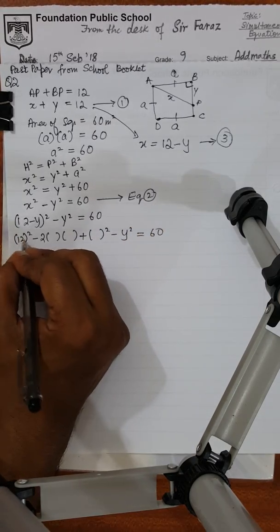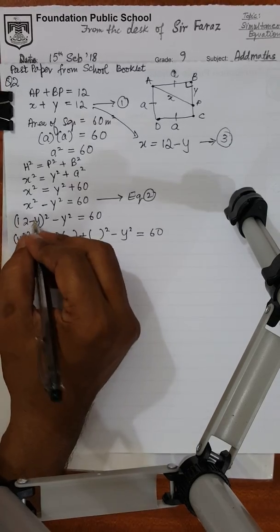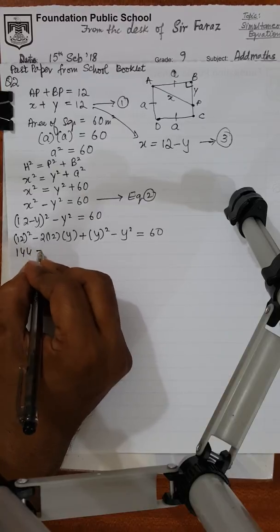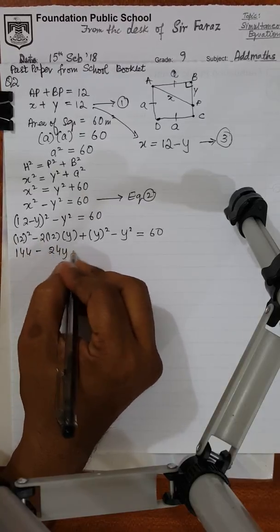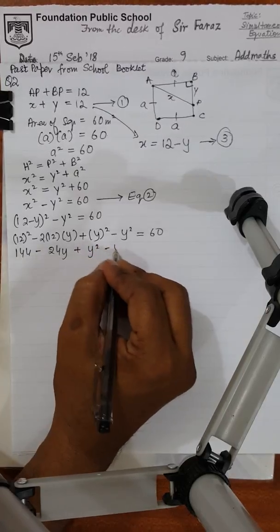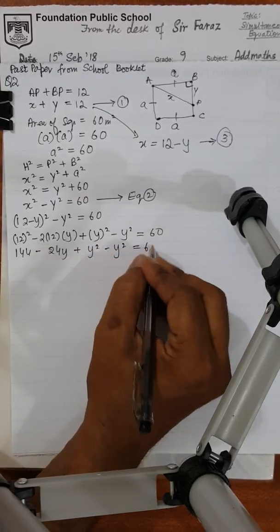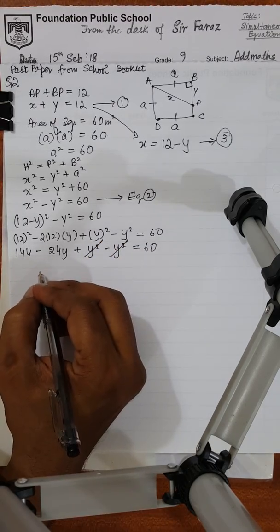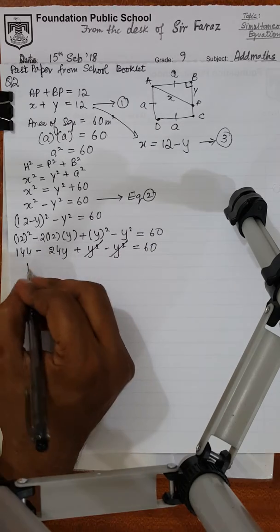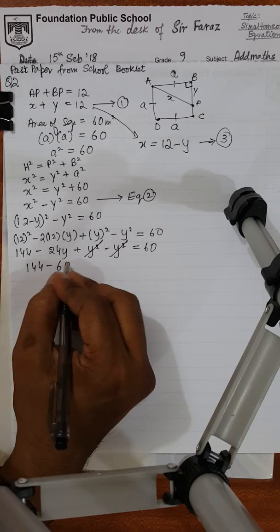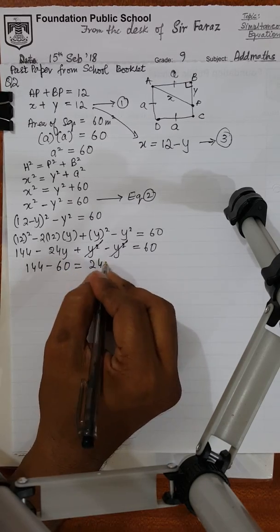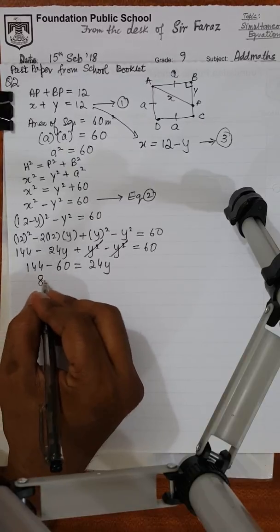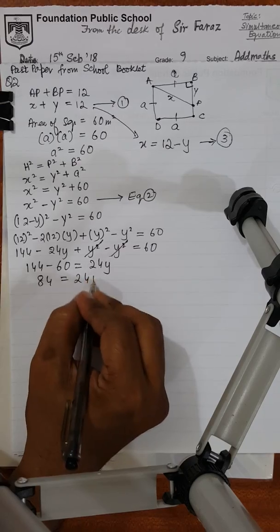The value of a is 12. So let's write this value. The value of b is y. Let's open all the brackets. 144 minus 2 into 12, 24y, plus y square minus y square equals 60. Okay, y square minus y square cancelled out. So let's bring the 60 on this side. 144 minus 60 equals 24y. Or we get 144 minus 60, that is 84, equals 24y.